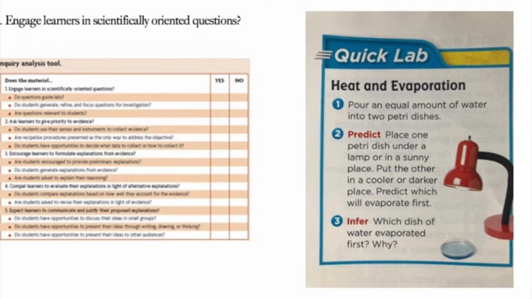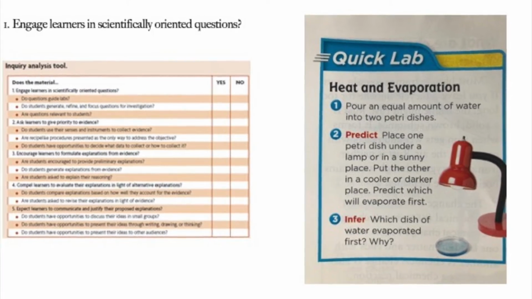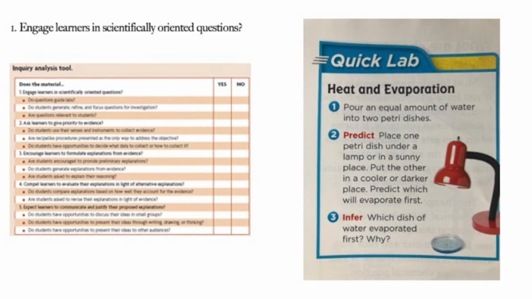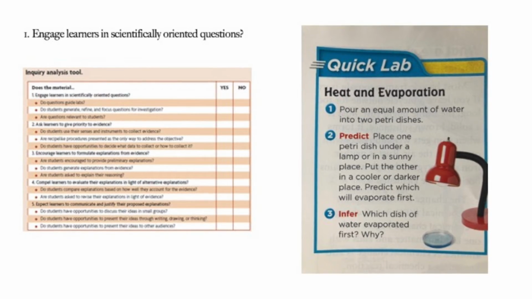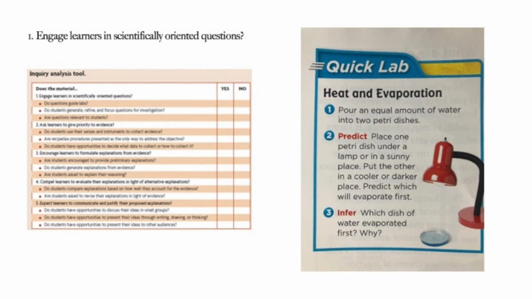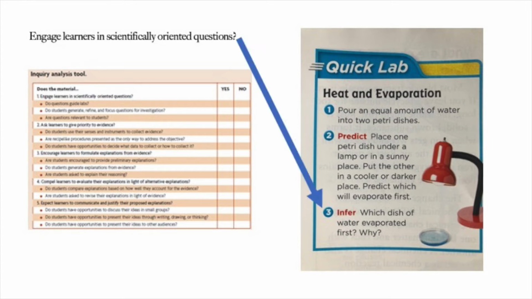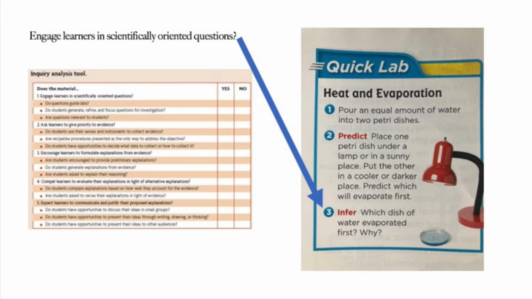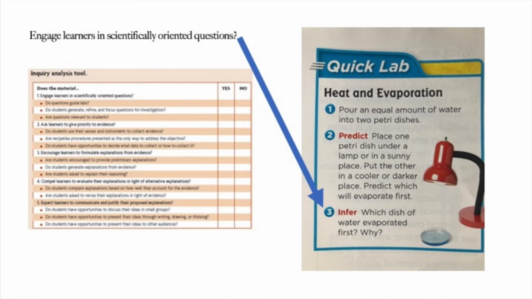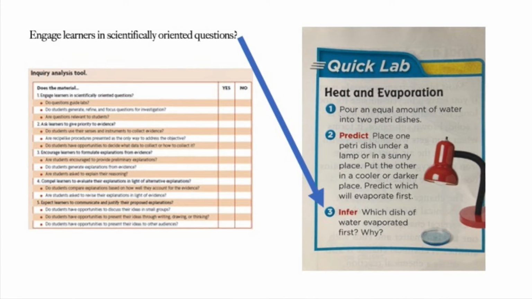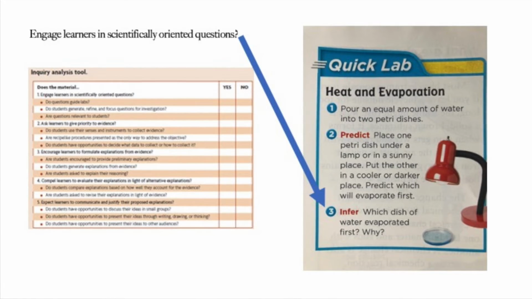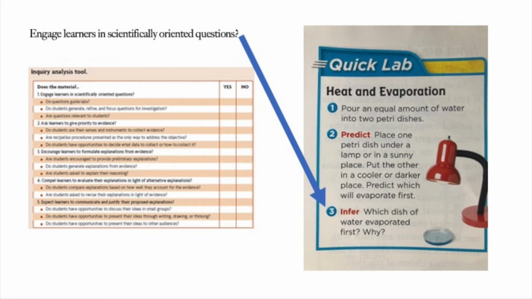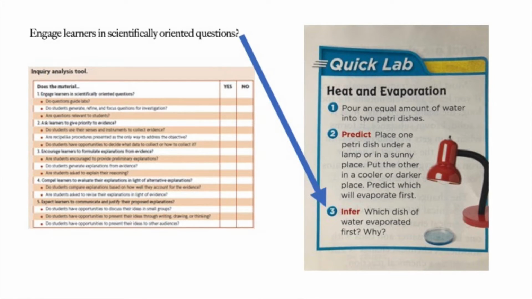Let's look at the first essential feature of inquiry. Does this lab or activity engage students in a scientifically oriented question? So as I'm looking through the material, I'm looking to see what are the questions that the lab or the activity asks students. As you can see, the questions in this lab activity are actually at the very end of the lab. When in reality, the students need to know what is the question they're investigating? What are they trying to find an answer to? And that is not clear from this lab activity.